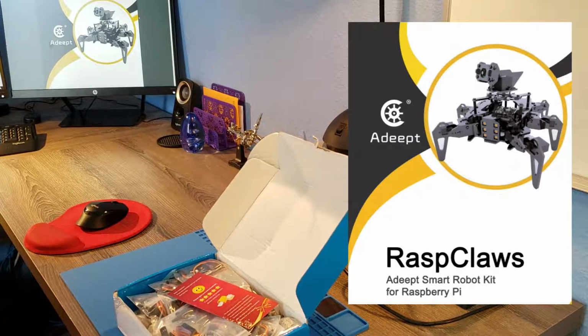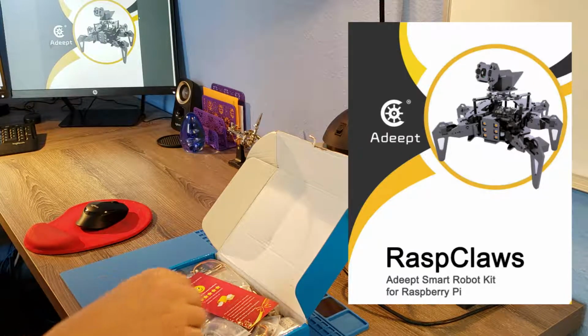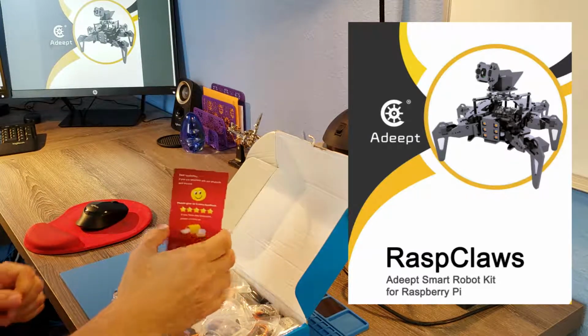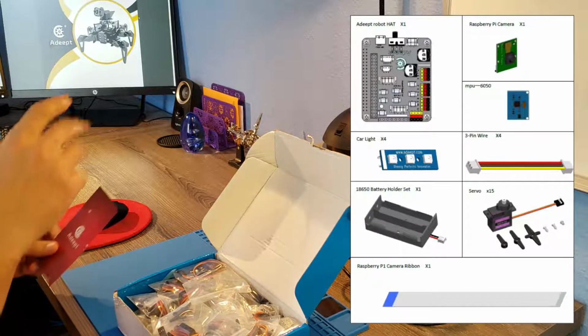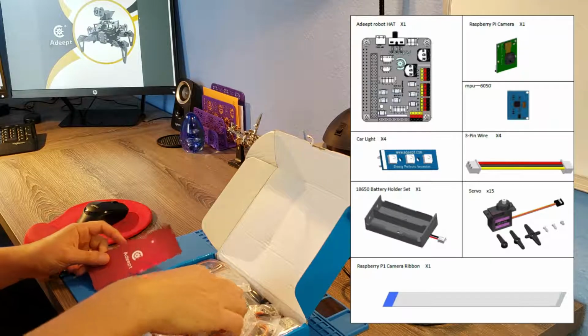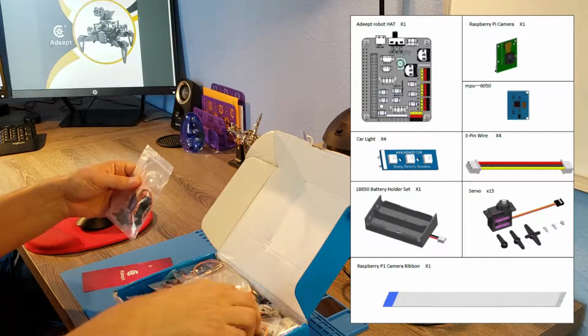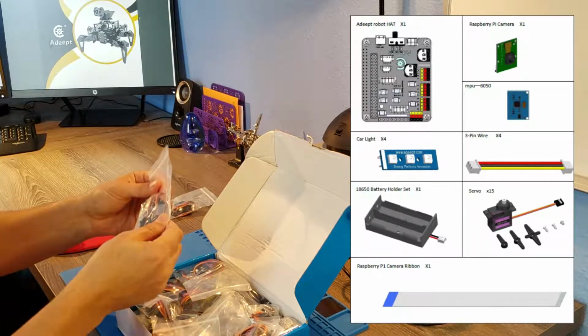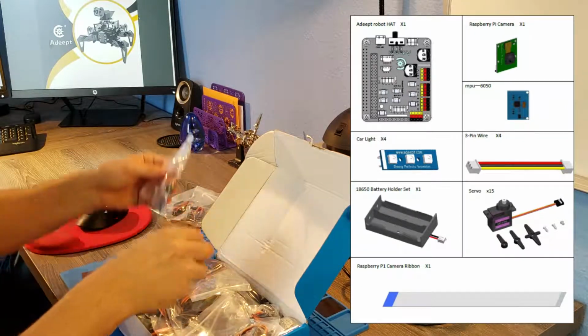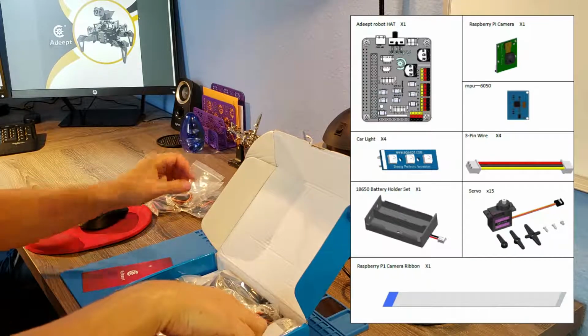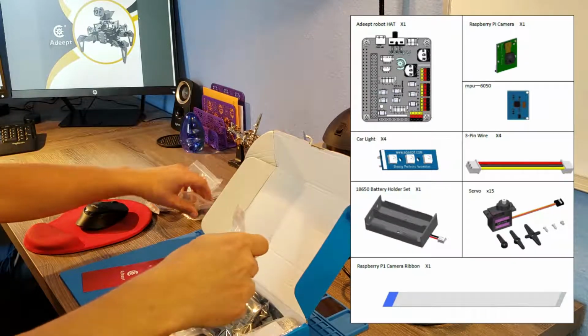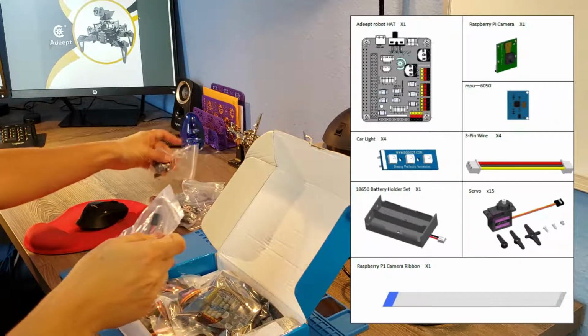So this robot utilizes 15 servos to move 6 legs. There are 2 servos per leg, plus one that moves the Raspberry Pi camera. So we have, first of all, these micro servos on these bags. I didn't count them yet, so.